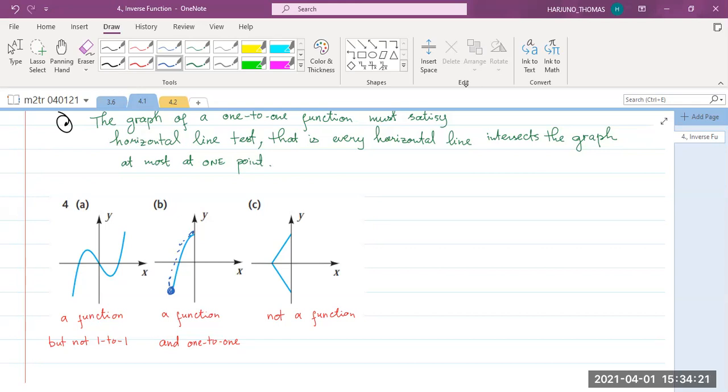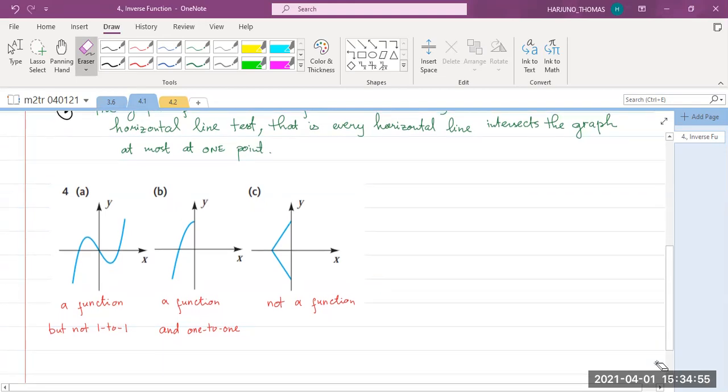For C, we don't have to check one-to-one because it's not a function. You are correct. Once it is not a function, then we can't even talk about one-to-oneness, because one-to-oneness is something we consider after we have a function. Okay, that's about one-to-one.